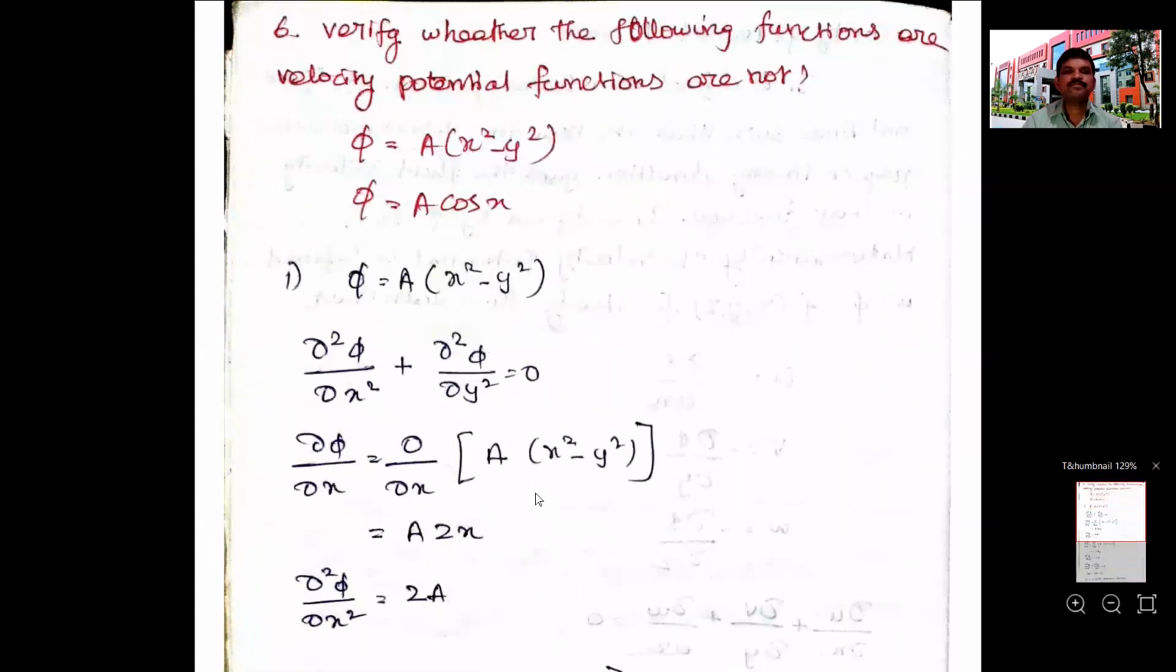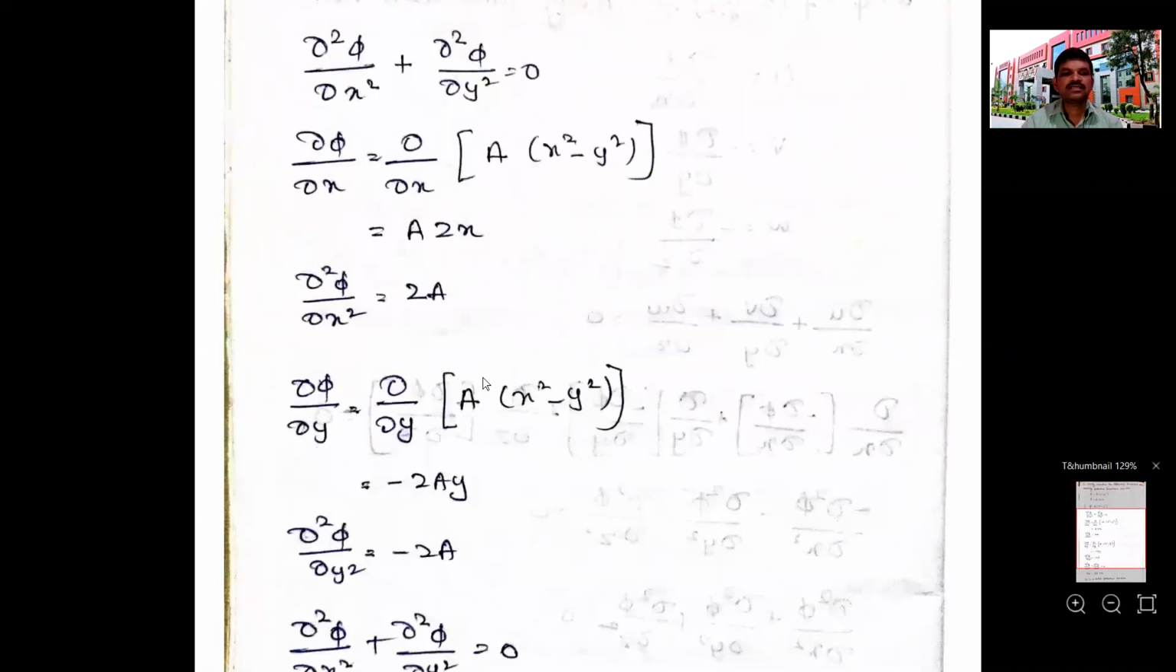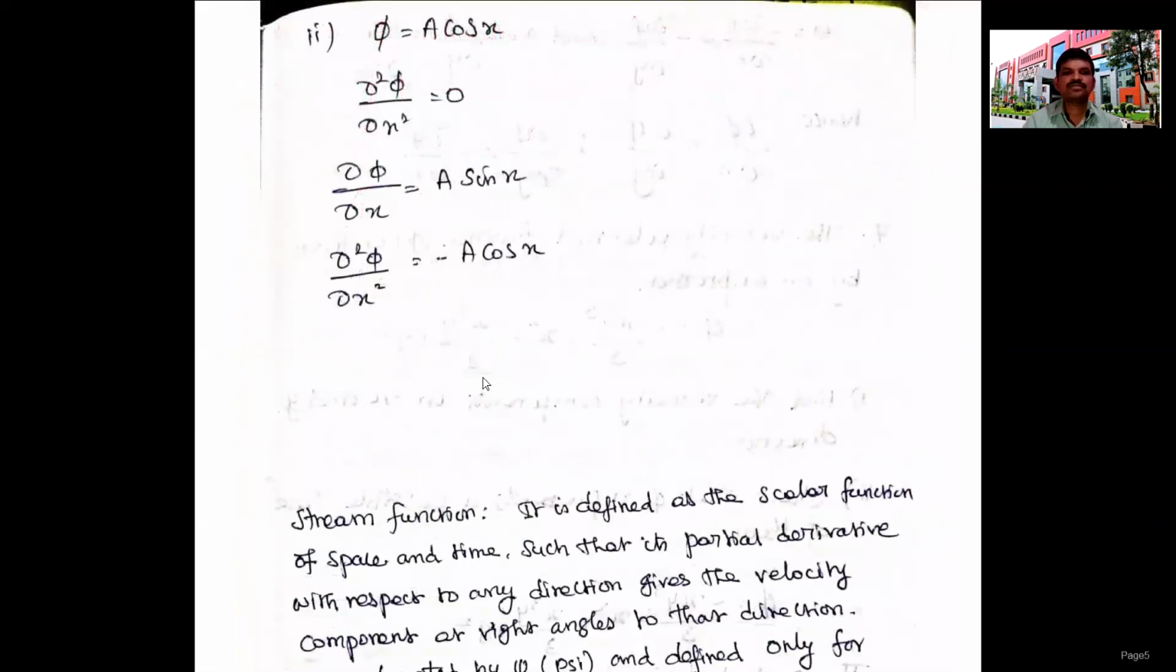Now let us do the second question. In this second question they gave A cos x. So phi is equal to A cos x. This is the equation it should satisfy: del squared phi by del x squared must be 0. Here only the x term is there, and there is no y term. So the flow is one dimensional.